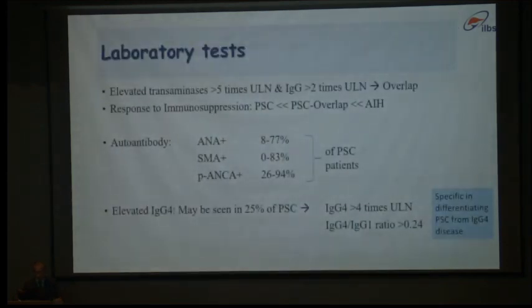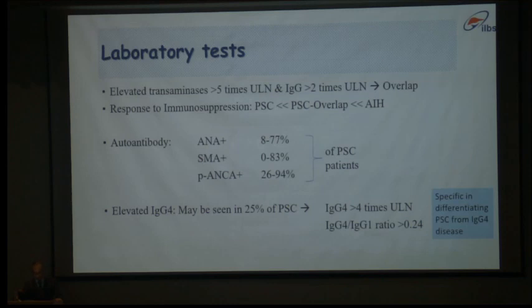Laboratory tests may point out that this may be an overlap when, in the setting of elevated alkaline phosphatase or GGT, there is also elevation of transaminases more than 5 times or IgG more than 2 times the upper limit of normal. In terms of response to immunosuppression, PSC will not respond. AIH will respond. Overlap will also respond but more poorly than AIH, but PSC will not respond. Autoantibodies may be present in PSC patients.